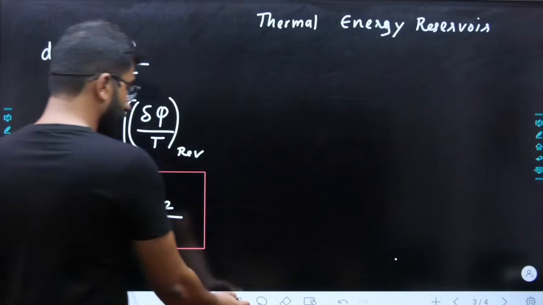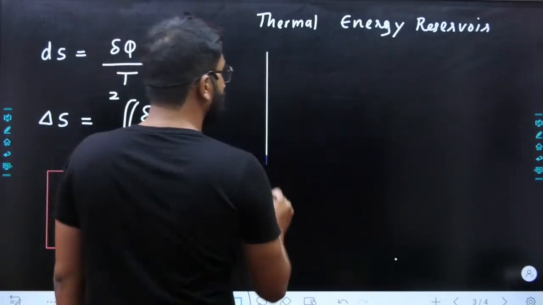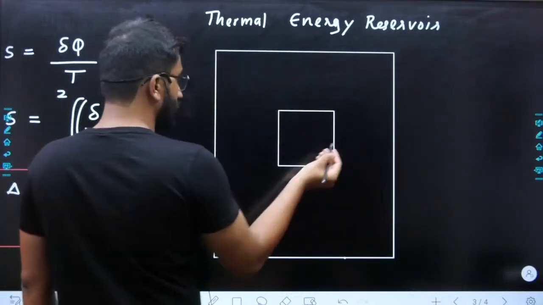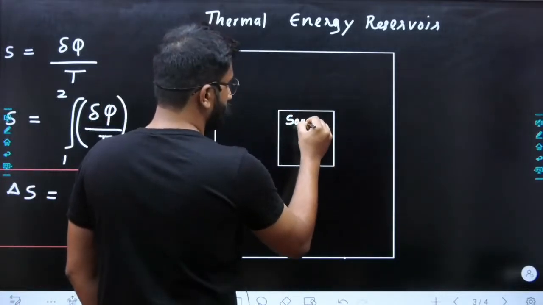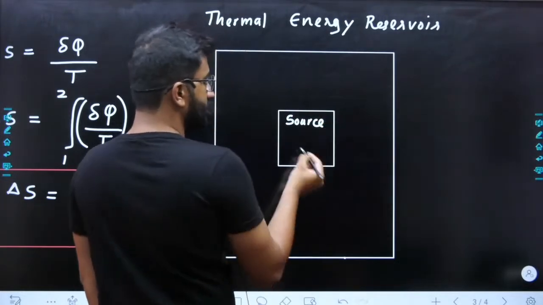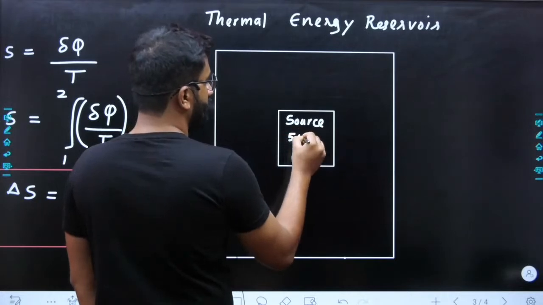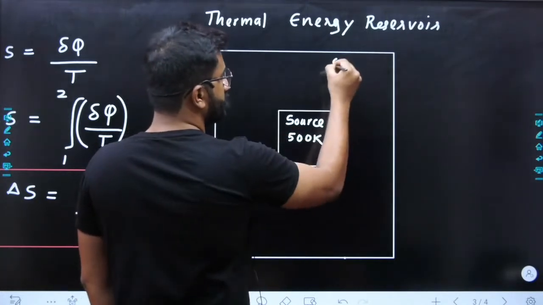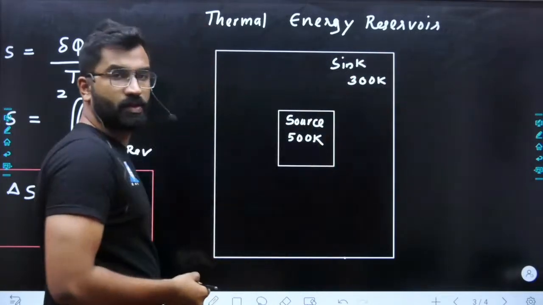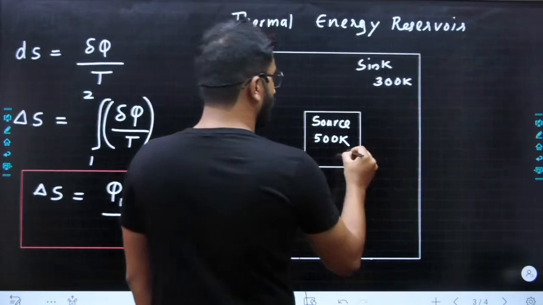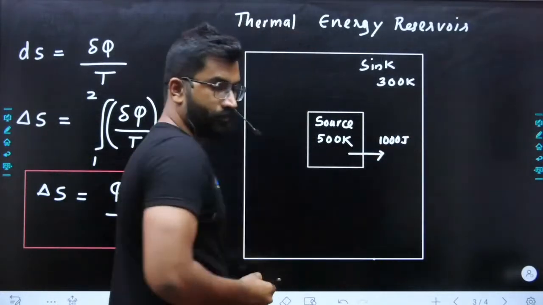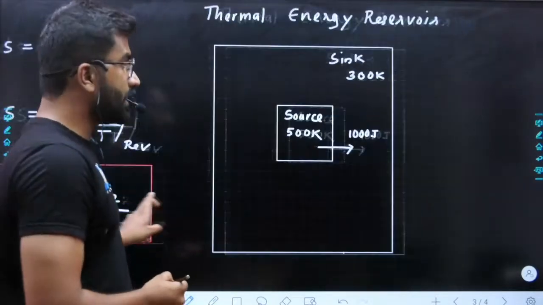For example, we have a source. Source is at a temperature of maybe 500 Kelvin. You have a sink. This room is a sink. Sink temperature is 300 Kelvin. Now you have a heat transfer of 1000 joule from the source to the sink. Okay, 1000 joule heat transfer is happening.